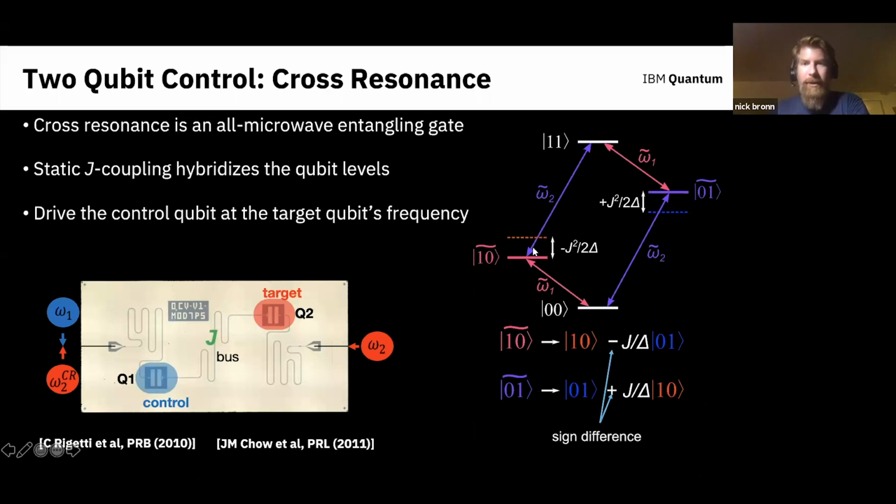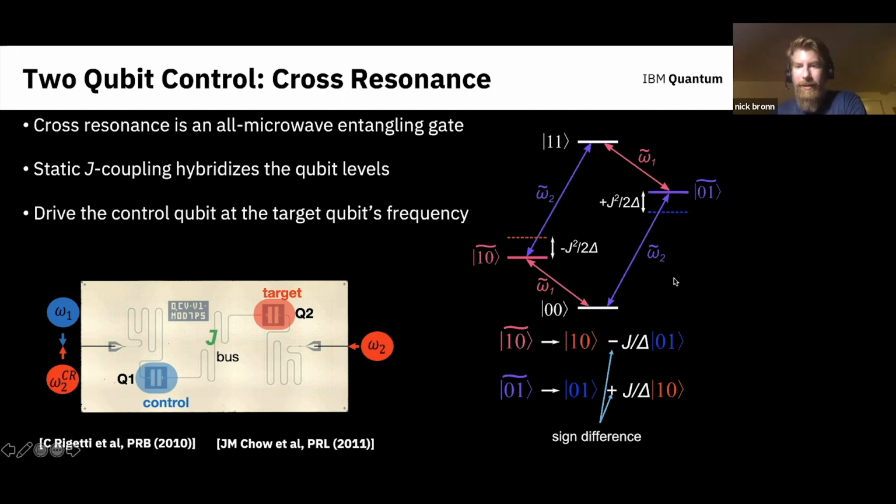And why that actually does anything is if we look at the energy level diagram of the two qubits, the dotted lines would be the two qubits not interacting. So that would be without the microwave resonator bus coupler between them. But as soon as you have this coupling between them, the qubit states hybridize. So the 1,0 and 0,1 states will shift away from each other in energy by an amount J squared over 2 delta, where delta is the detuning, the difference in frequency between the two qubits.